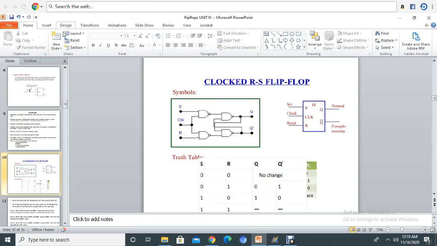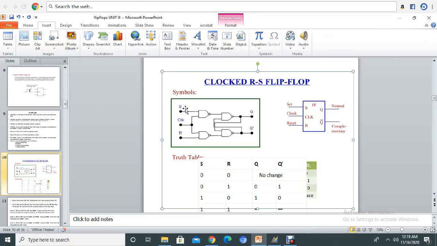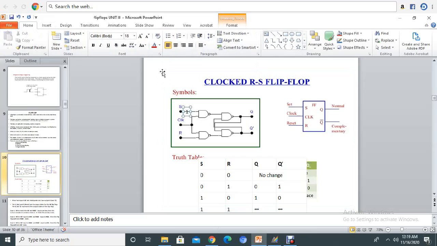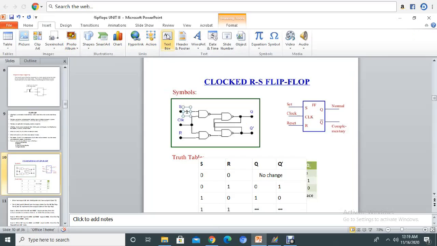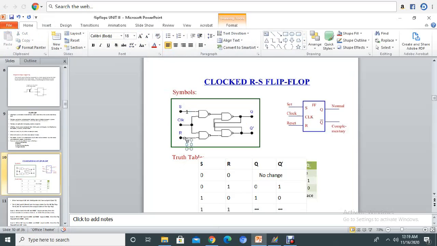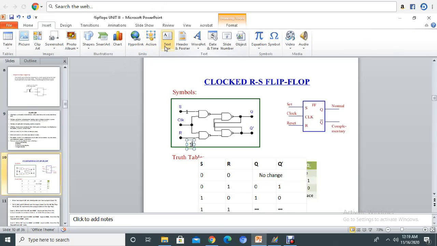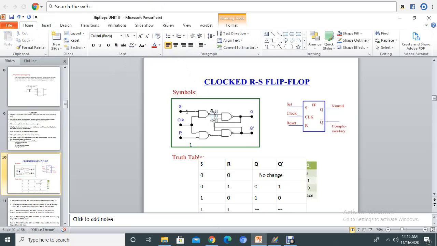Next I am applying S is equal to 1 and R is equal to 1. Now I am applying clock pulse. Now we have 1 at the first input of the NAND gate. In the second input also we have 1. So if both inputs are 1, then the output will be 0.